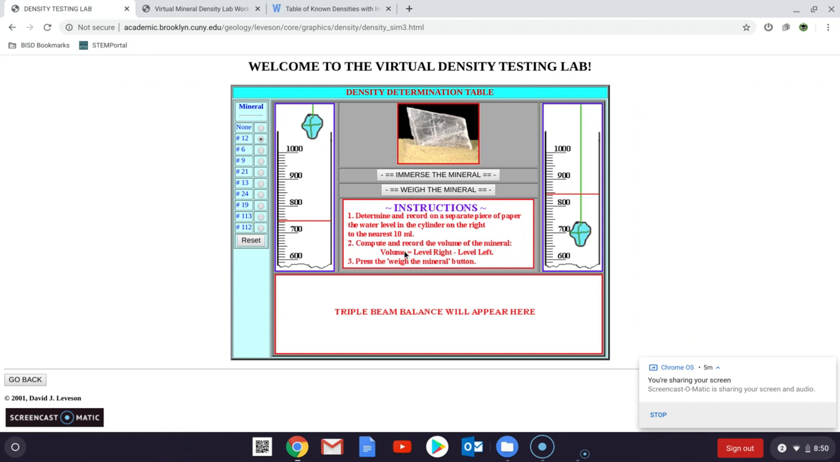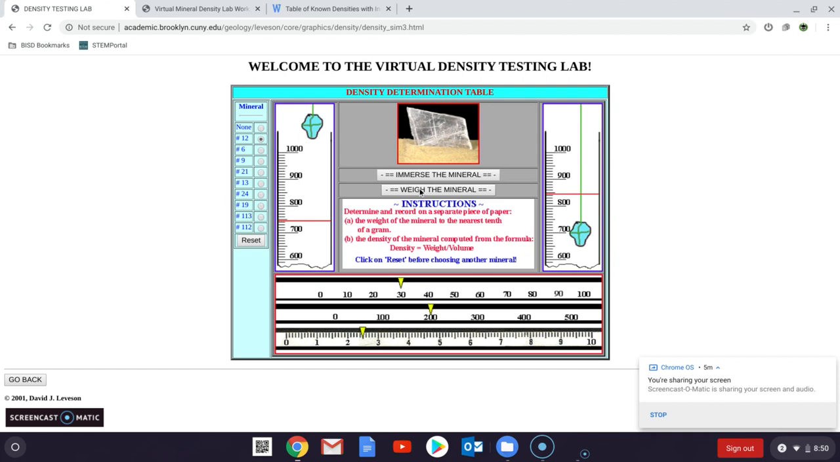If I continue with the instructions, step 3 here says press the weigh the mineral button. It is very important, guys, that you understand we know density equals mass divided by volume. On this particular lab, they're saying weight divided by volume, but for our purposes, please make sure that you know it is mass divided by volume and not weight. Once we press that weigh the mineral button, what comes up is this balance, kind of like a scale. If we were to put this mineral on a scale to weigh it, this is what it would say.